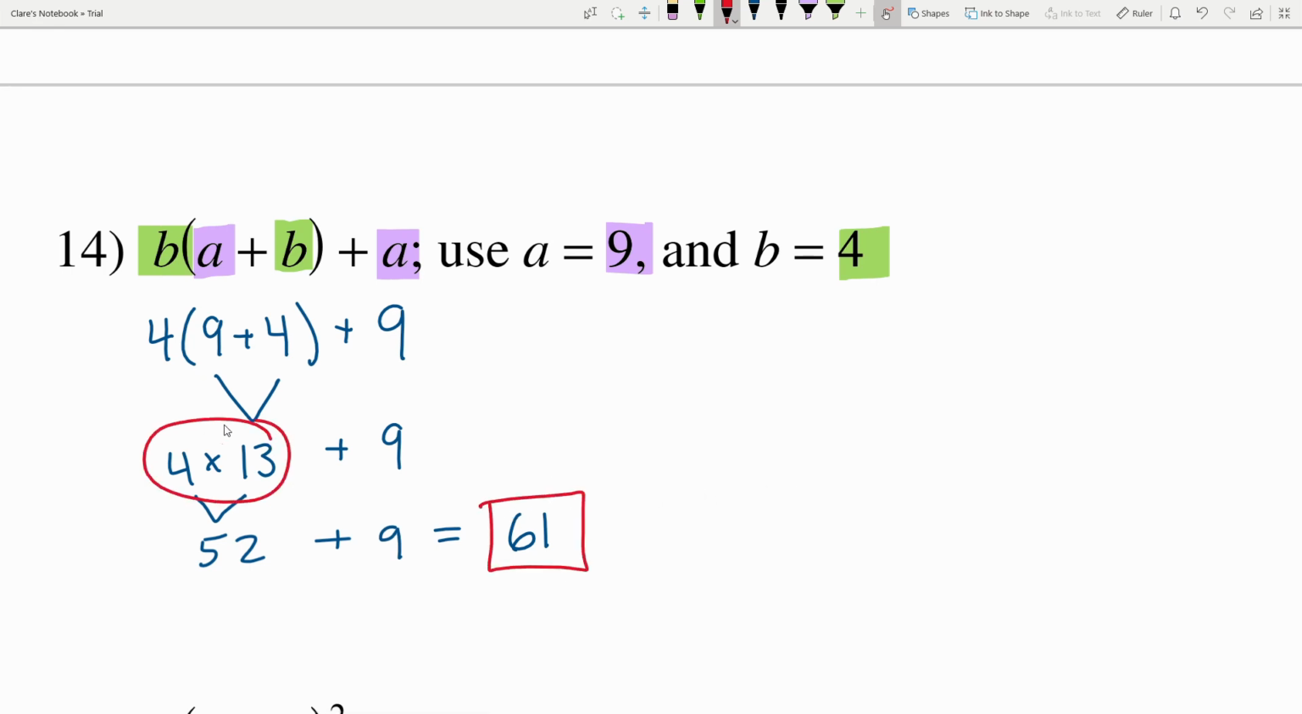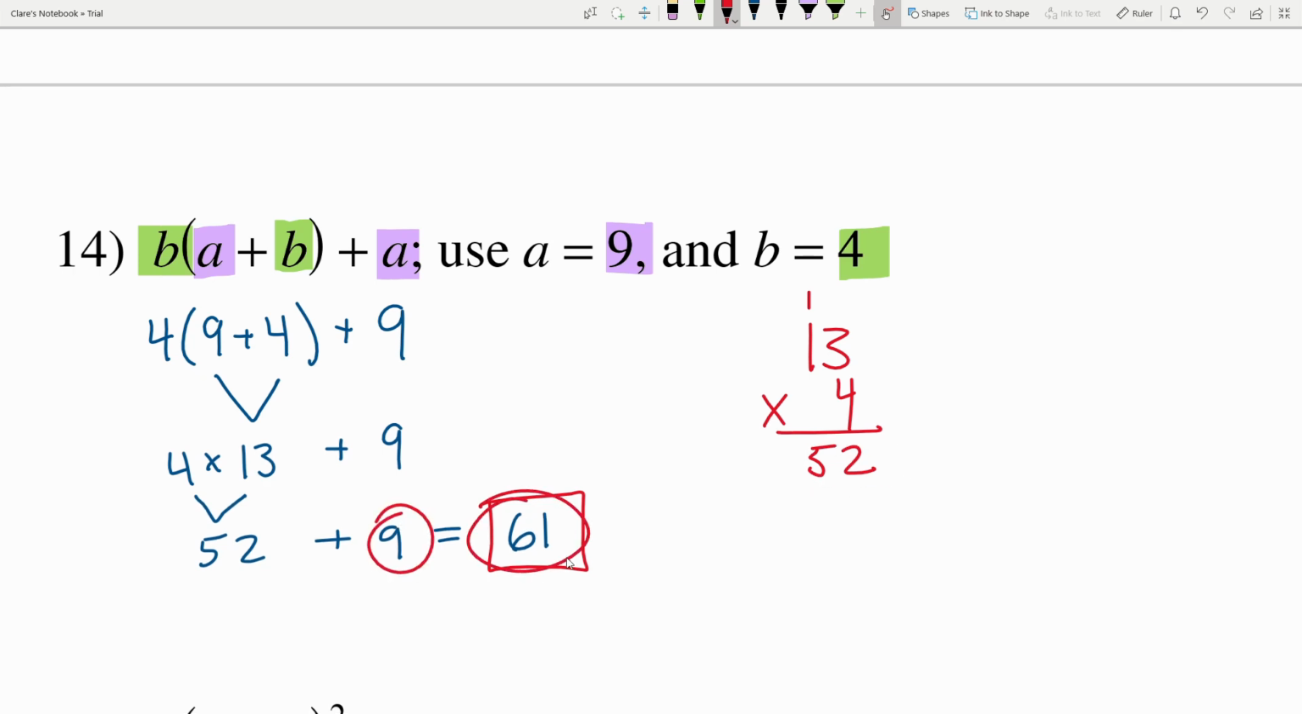And quickly, if you need to see this vertically, 13 times 4, keeping our ones placed in line, 3 times 4 is 12, carry the 1, 1 times 4 is 4, plus 1 is 5. 52 plus 9, 61.